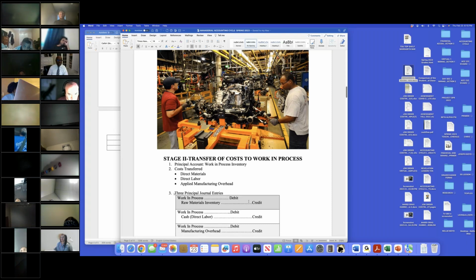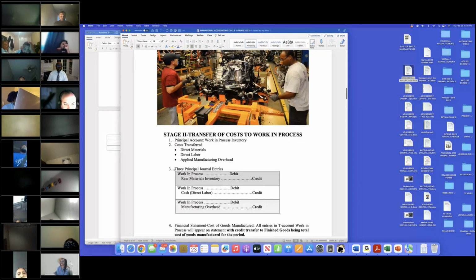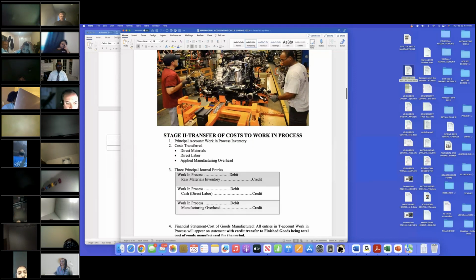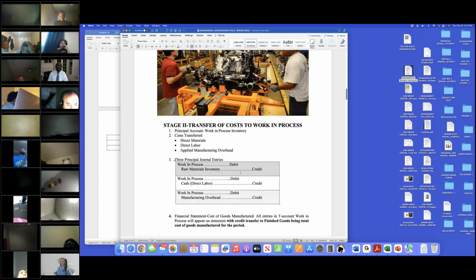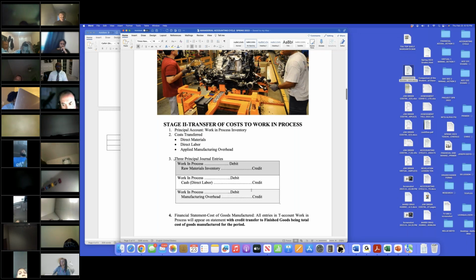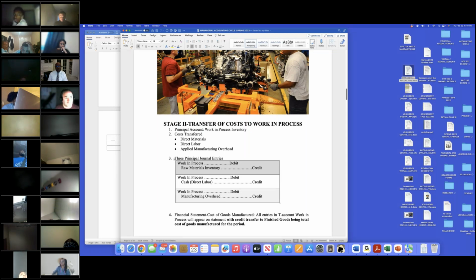Then these workers are working, and so we're going to debit work in process and credit cash to pay them. Finally, for all of this overhead in here, utilities and everything else other than the raw materials and the labor, we're going to debit work in process and we're crediting manufacturing overhead. We are estimating the amount of overhead. We don't know what it's going to be for sure, but if we're accounting for the cost, we have to have all the costs there so that we can appropriately price.